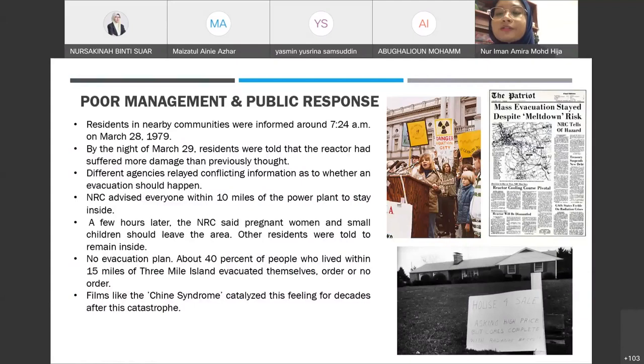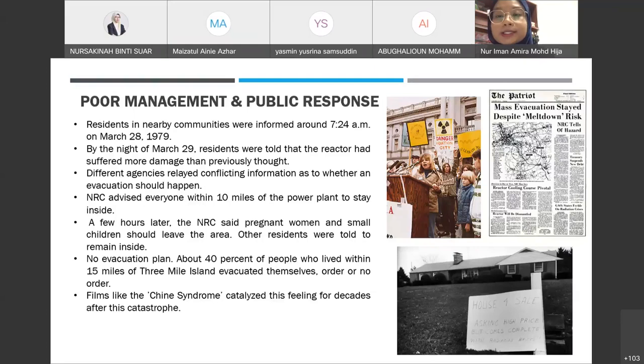The day after the partial meltdown occurred, an official from the Nuclear Regulatory Commission, NRC, told the public the danger had passed. But by the night of March 29, residents were briefed on the radiation and told that the reactor had actually suffered more damage than previously thought. The NRC advised everyone within 10 miles of the power plant to stay inside. A few hours later, the NRC said that pregnant women and small children should leave the area, while other residents were told to remain inside.